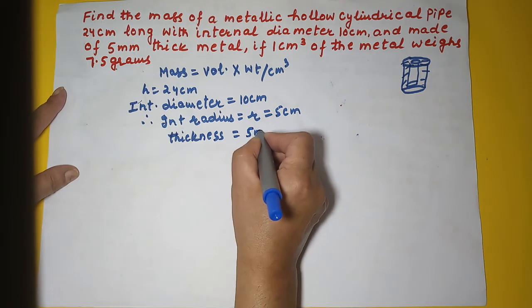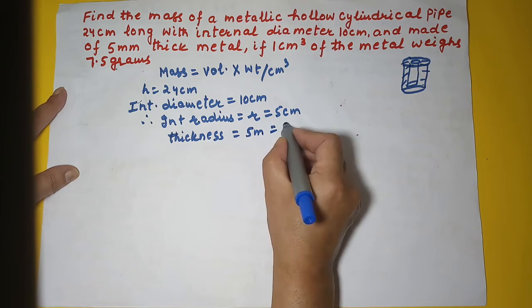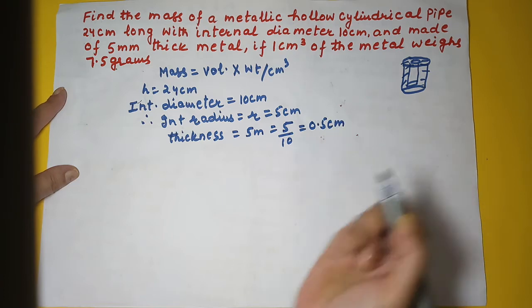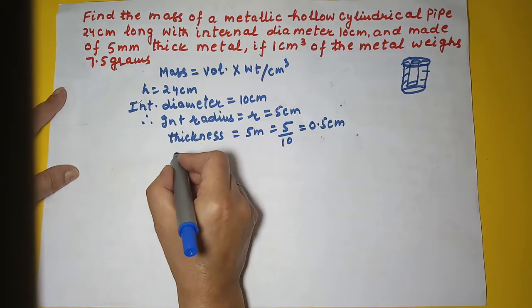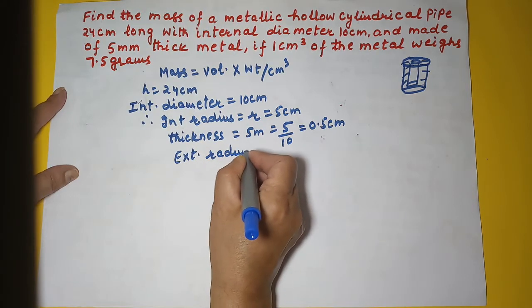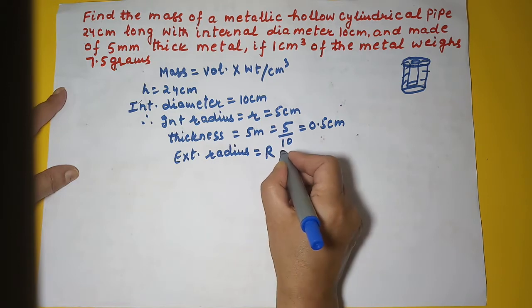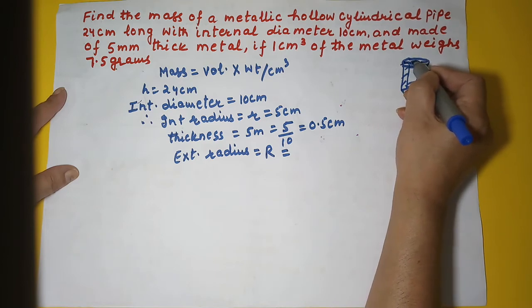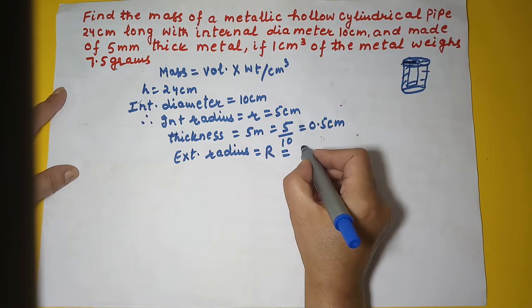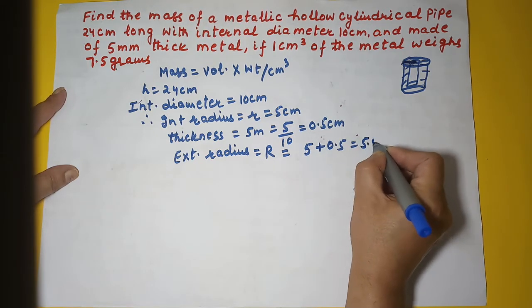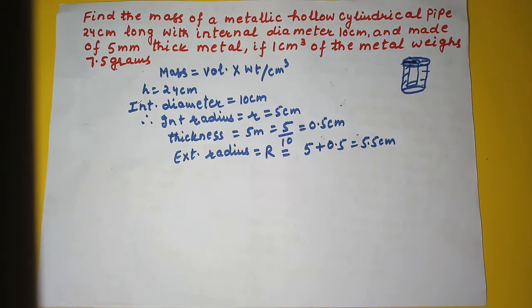Thickness is 5 millimeter. So we will convert it into centimeters. How? Dividing this by 10. So it will become 0.5 centimeter. So with this thickness, I will be in a position to find the external radius. And let me denote that as capital R, and that is thickness plus internal radius. This thickness will get added to the internal radius and I will get the external radius, that is 5 plus 0.5, that is 5.5 centimeter. Now I have everything. I have the external radius, I have the internal radius.